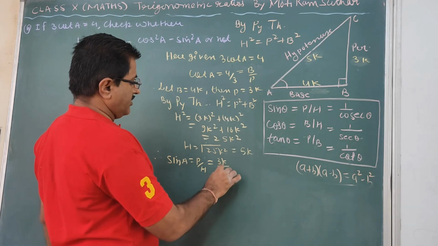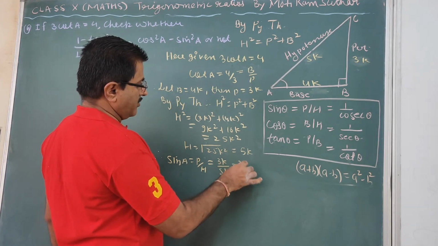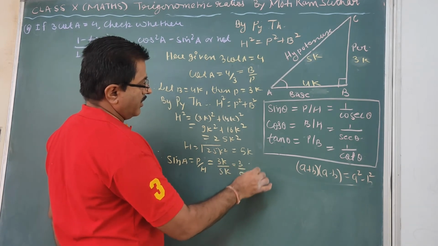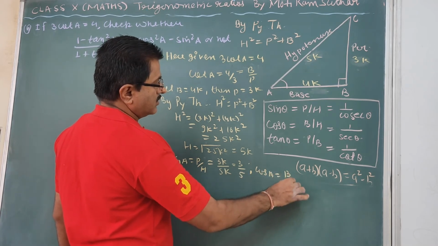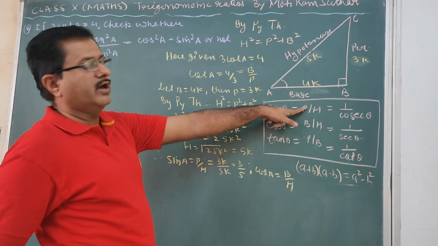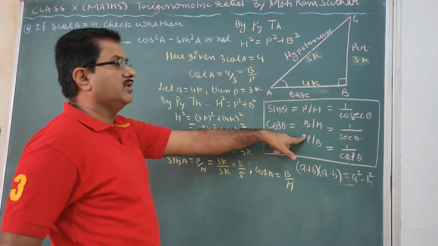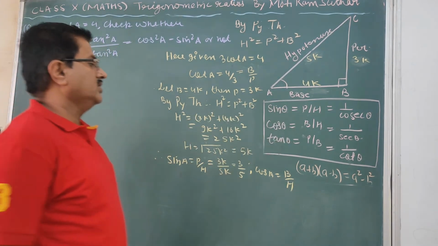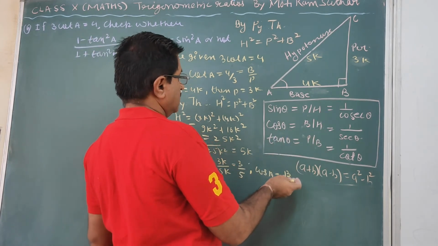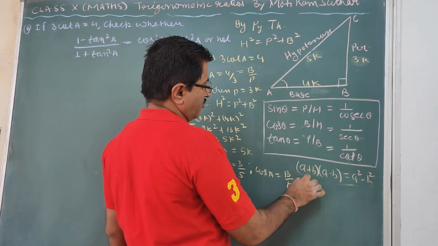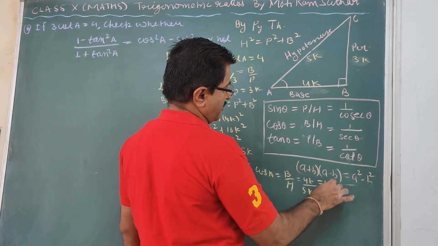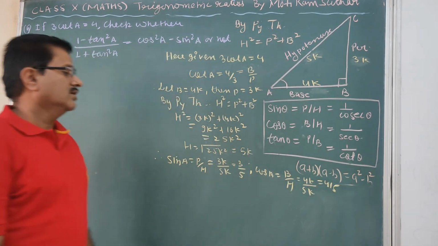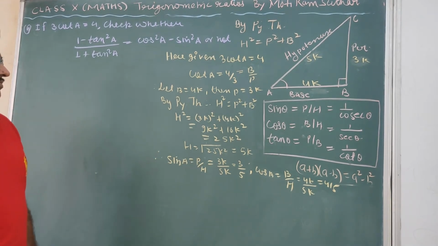Hypotenuse is 5k. So k divided by k, so 5. And cos A is base upon hypotenuse. So this formula you have to always remember. With the help of this formula we can easily solve. Cos A, that is base upon hypotenuse. So base is 4k, hypotenuse is 5, so this is 4 by 5. So the value of cos A is 4 by 5.